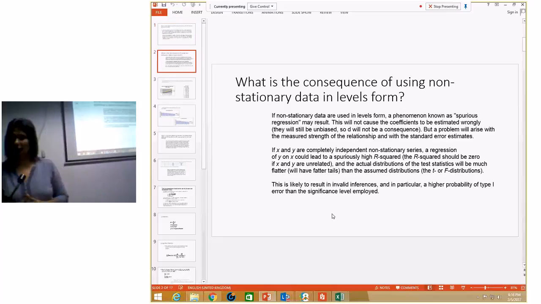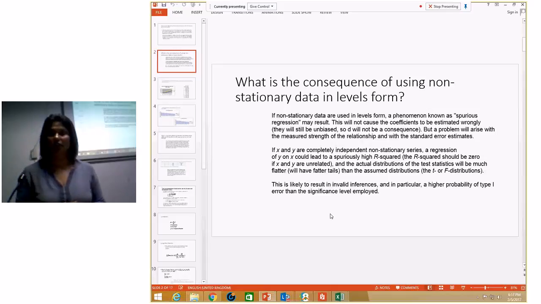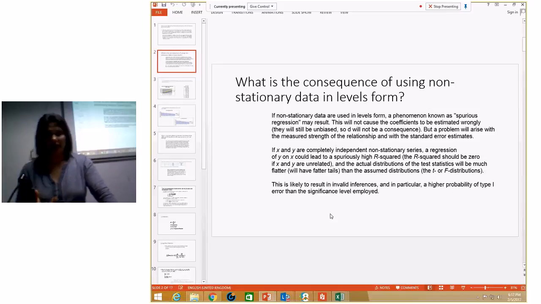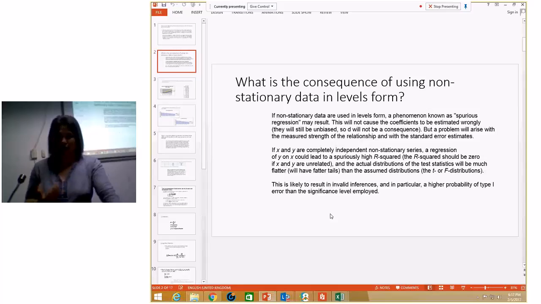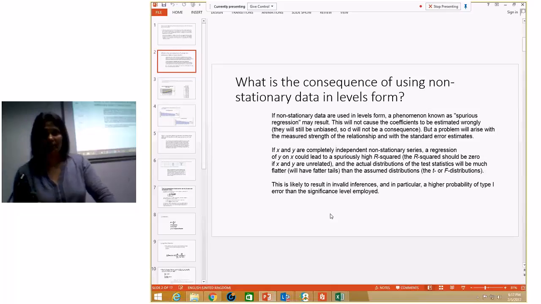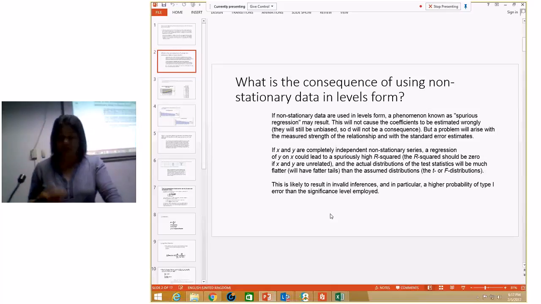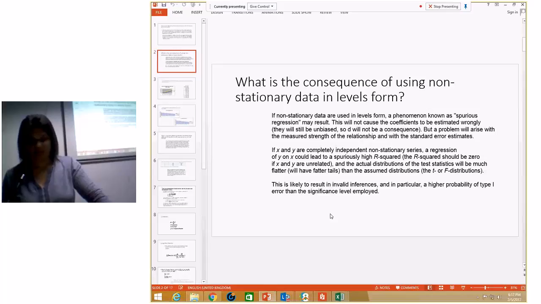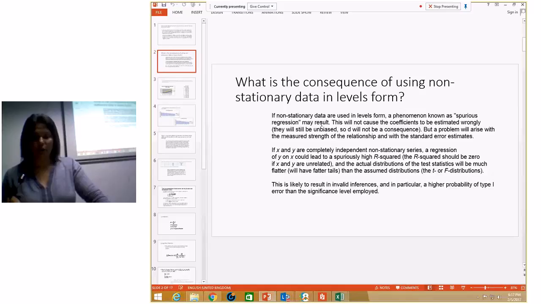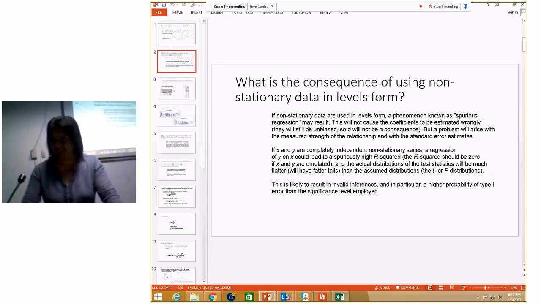Then what is the consequence of using non-stationary data in level forms? In levels form means when the data is as it is. What are the consequences? Why can we not directly apply non-stationary data? You cannot use non-stationary data. If non-stationary data are used in level forms, a phenomenon known as spurious regression may result.